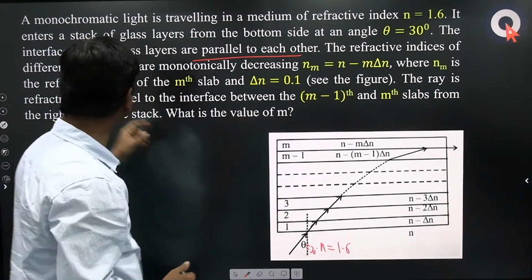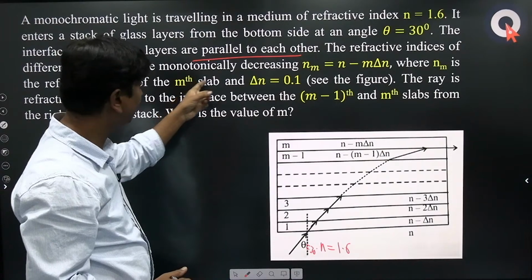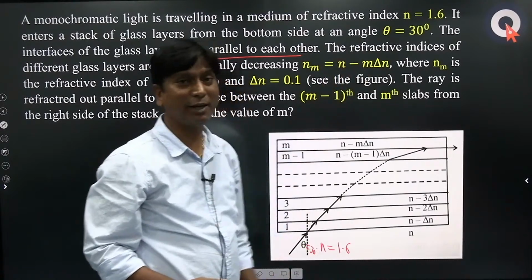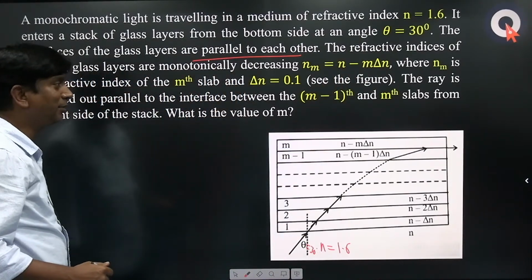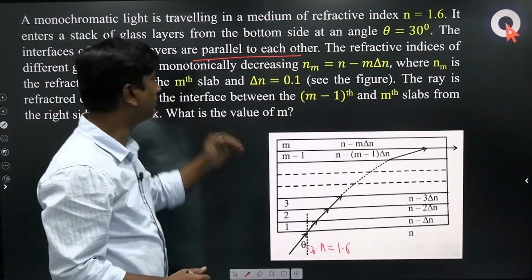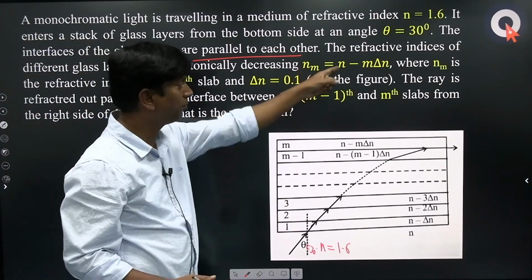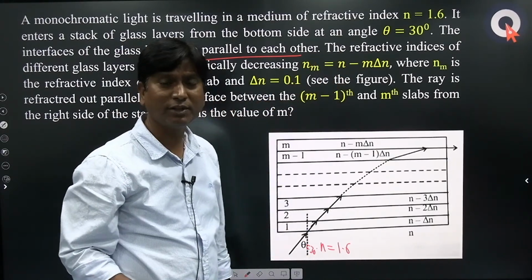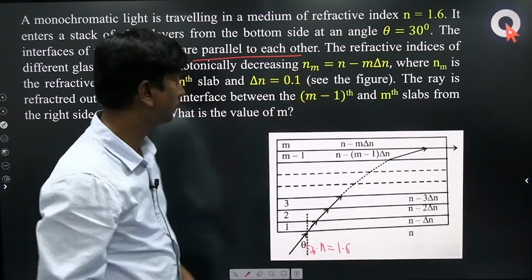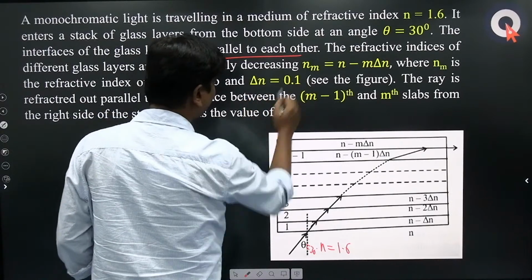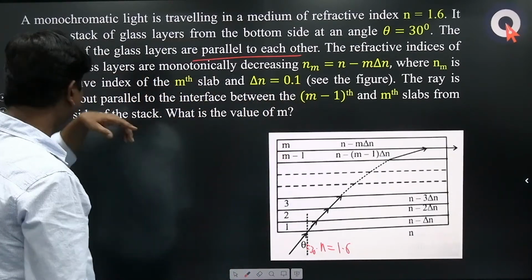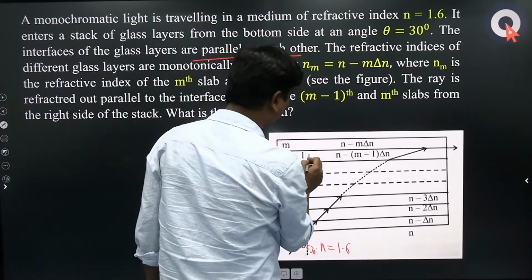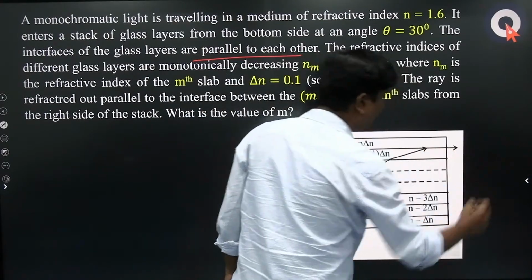Now, the refractive indices of different glass layers are monotonically decreasing, like the refractive index of the mth slab is n minus m into delta n, where nm is the refractive index of the mth slab. So by looking at this, it definitely feels that as you are going up, the refractive indices are actually decreasing. And delta n is 0.1. The ray is refracted out parallel to the interface between the m minus 1th and mth slab. So this is the m minus 1th slab, this is the mth slab. Here it is coming out like this.